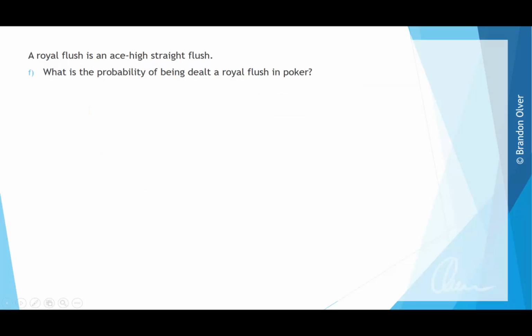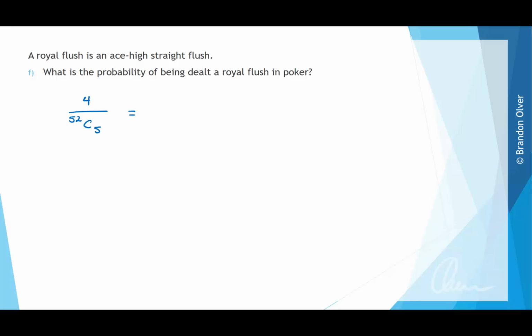A royal flush, as we mentioned before, is an ace high straight flush. So that means that you've got 10, jack, queen, king, and ace. And we're asked what is the probability of being dealt a royal flush in poker. So there's only one royal flush in every suit, which means that in total there's 4 royal flushes in a deck of cards that can be dealt. Once again, to turn that into the probability, we divide it by the 52 cards and we select 5 of those to be in our hand.